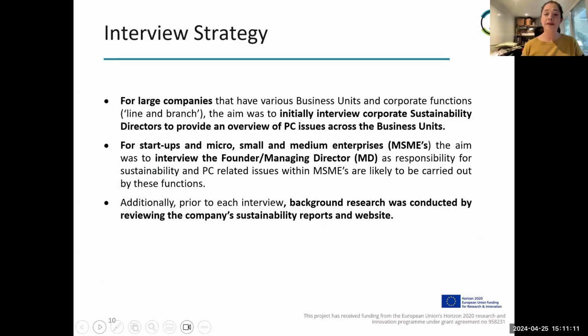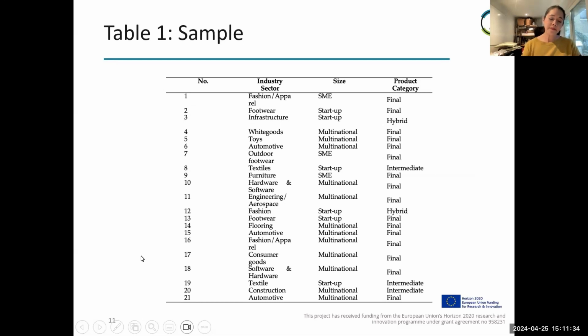For the large companies, we initially interviewed corporate sustainability directors to provide an overview of the product circularity issues across the various business units. And then for startups and SMEs, we focused on interviewing the founders or managing directors. In terms of the interview sample, this table shows a breakdown of the industry sectors that were interviewed, as well as product categorization, company size, and geographic location.